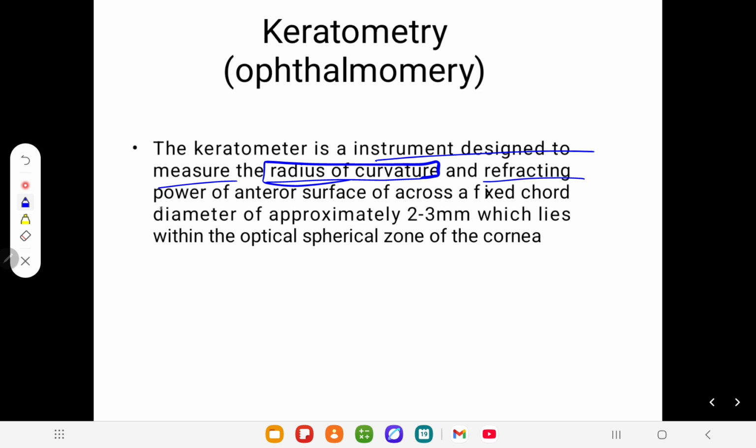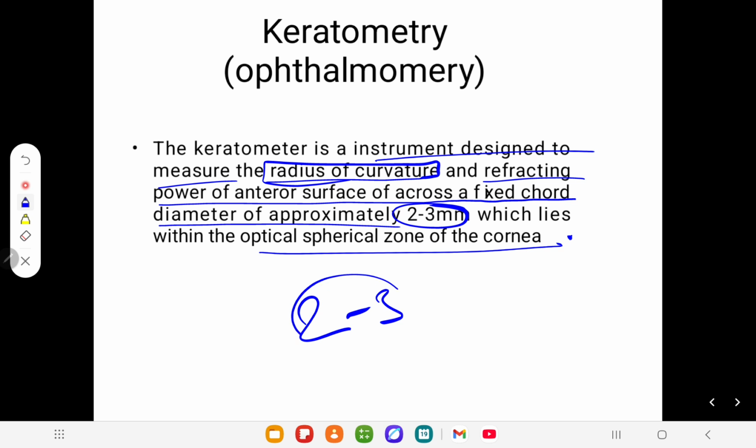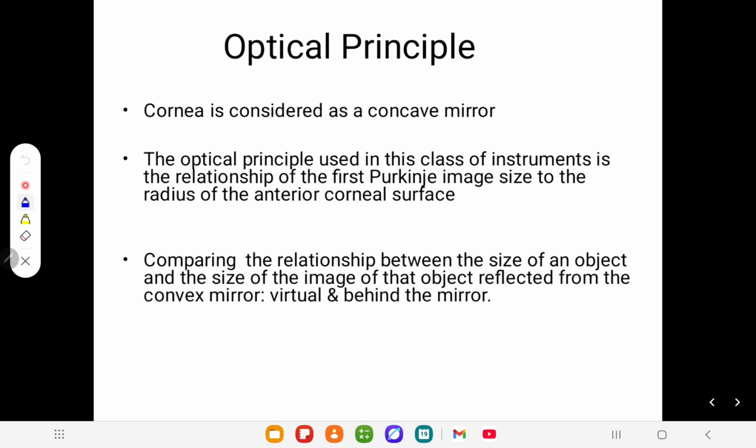And the refracting power of the anterior surface of the cornea is measured over a chord of diameter approximately 2 to 3 mm, which lies in the optical spherical zone of the cornea. At that particular zone, the center of the cornea, we consider it a spherical zone. Though the cornea is definitely aspheric, we consider the 2 to 3 mm zone a roughly spherical surface. So we measure the radius of curvature and convert it directly to power using the conversion factor.